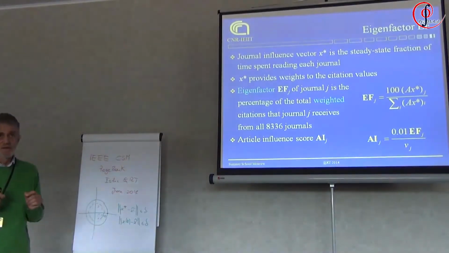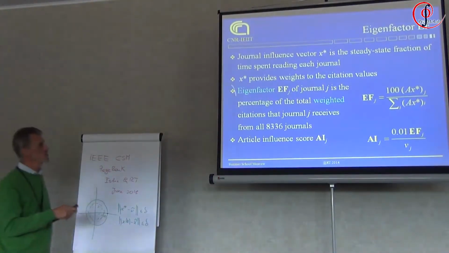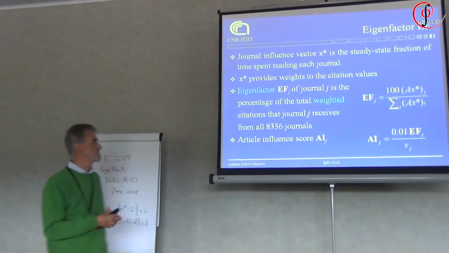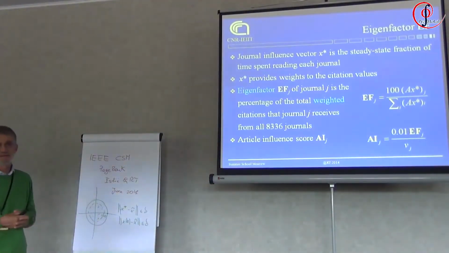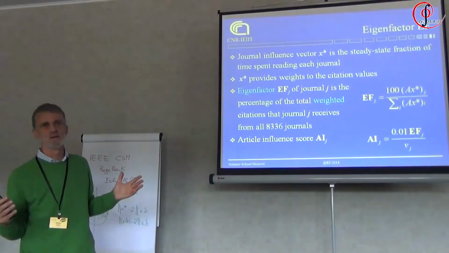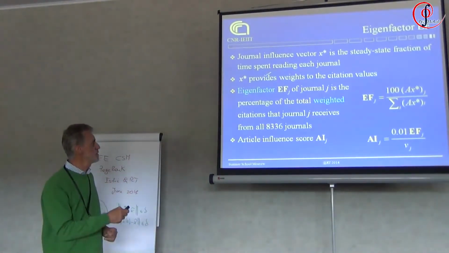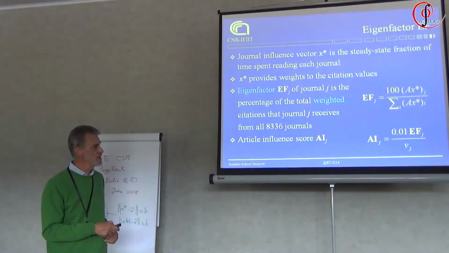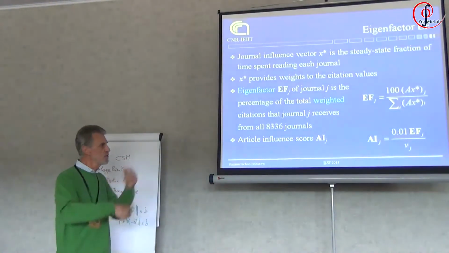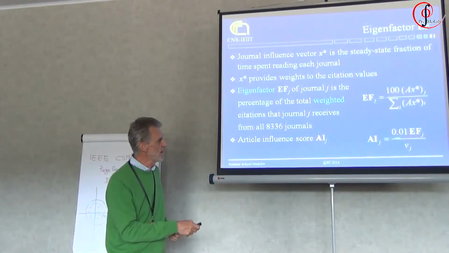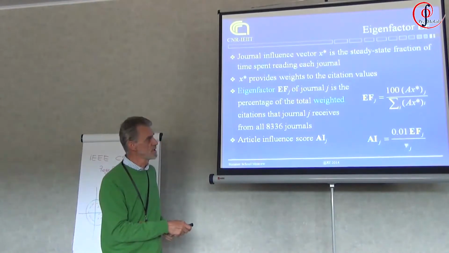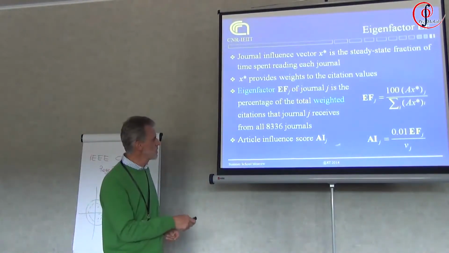I wish I had the values of X star, but I couldn't get them so far. I actually pressed very hard, and they didn't release them to me, for reasons that are not known to me. So what is known is the eigenfactor, and what is known is another measure, which is the article influence score. Now they denormalize it, so they basically divide by 100 and get rid of this 100, and then they normalize it with VJ. But this is not very often used.